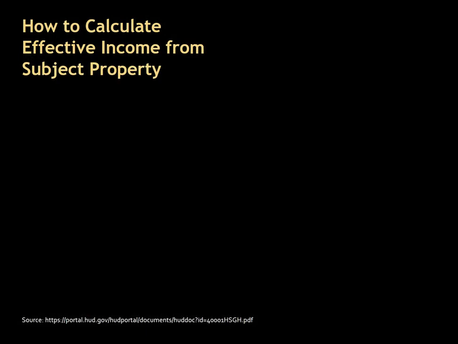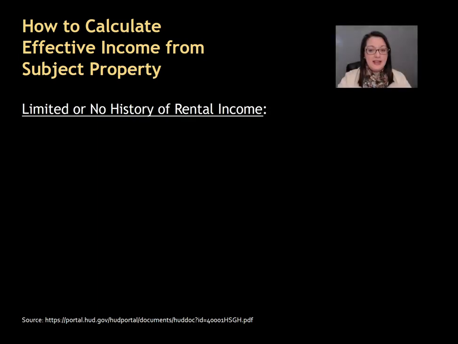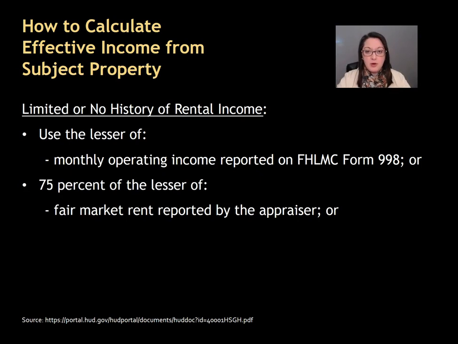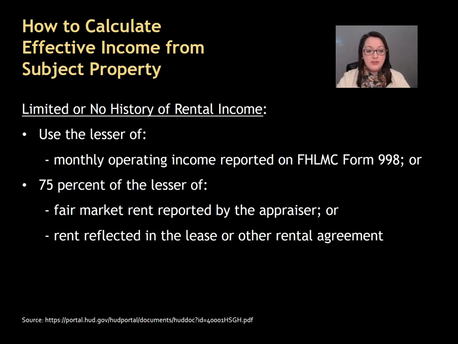So when you're calculating the effective income from the subject property, and now let's say that they have limited or no history of rental income, then you're going to use the lesser of the monthly operating income reported on the Freddie Mac Form 998, or you're going to use 75% of the lesser of fair market rent reported by the appraiser or rent reflected from the lease or other rental agreement.